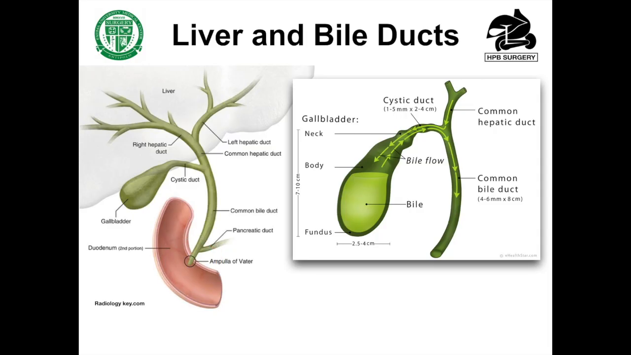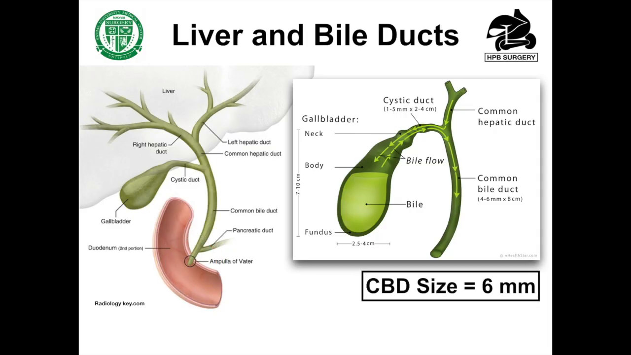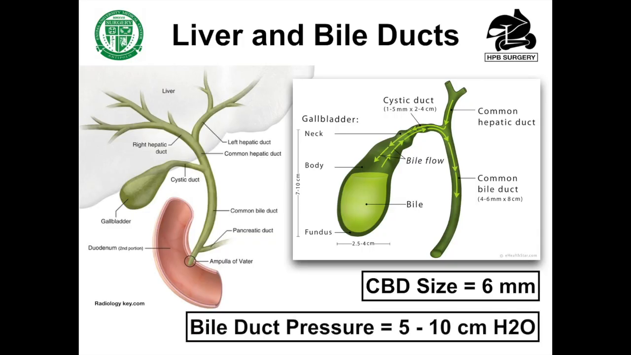Please take note that the normal common bile duct diameter is 6 mm. Measurements above 6 mm denote dilatation caused by a possible obstructive pathology. Also, the biliary system normally has a low pressure of about 5 to 10 cm water.